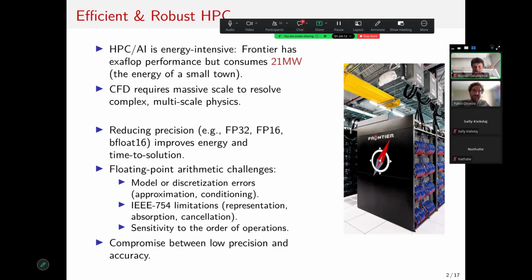In the context of CEEC, we know that computational fluid dynamics requires massive scale. The question is, can we reduce precision? Can we use the new floating point formats that are pushed mainly by AI and GPUs to improve energy and time to solution? It seems like a good idea, but floating point arithmetic has many challenges. And well, I'm just going to mention them, but I think many of you are already familiar with this.